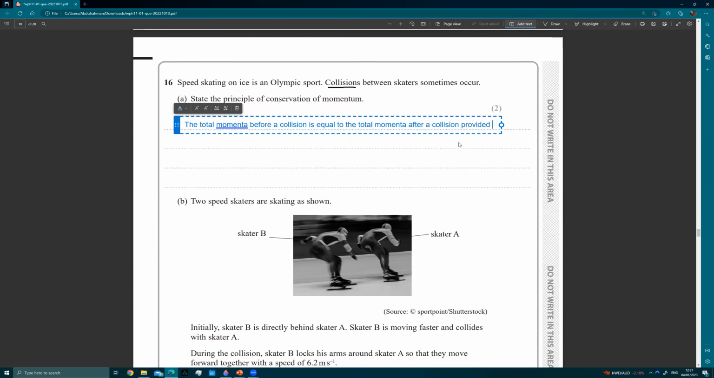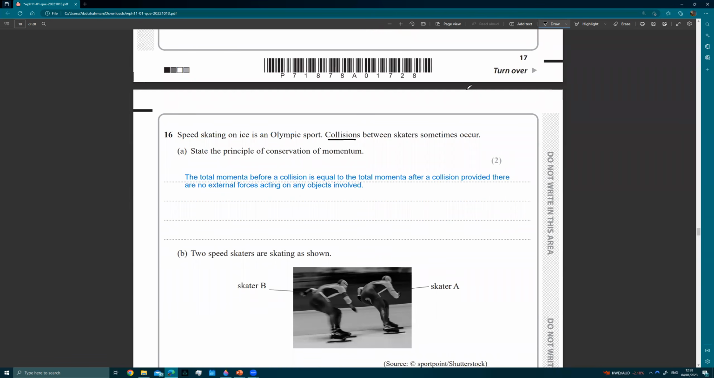Provided, and this is very important, you write this, provided there are no external forces acting on any objects involved. Because if there is an external force, then there's going to be work done against that force, and that will impact the velocity of either object, which will impact the momentum. So another way to say this is closed system: provided the collision occurred in a closed system.